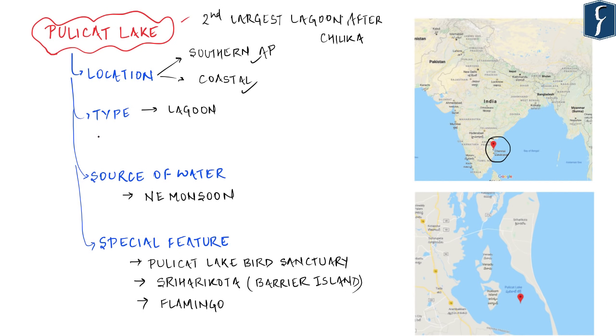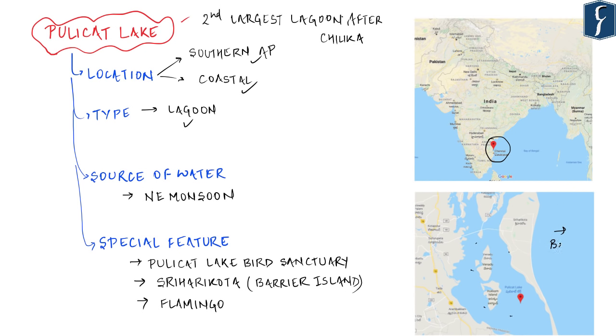Now, as far as the type of lake is concerned, it is a lagoon. Now, as you know, a lagoon is a shallow water body separated from a larger body by a barrier island or reef. In the second image displayed on the screen, you can see the location of the Pulicat Lake marked with blue color, and this is the ocean.